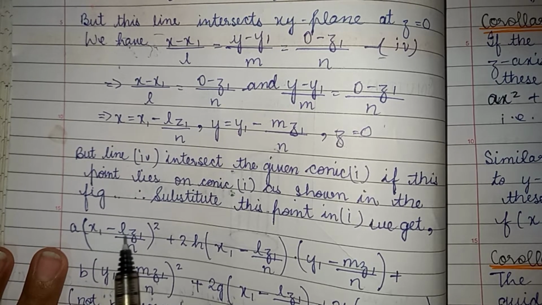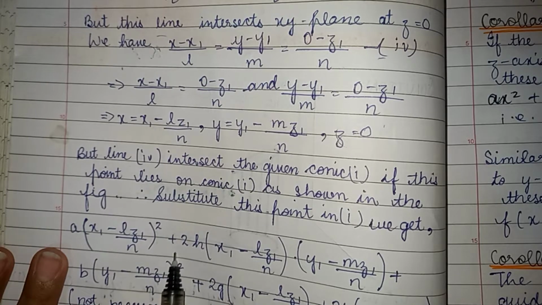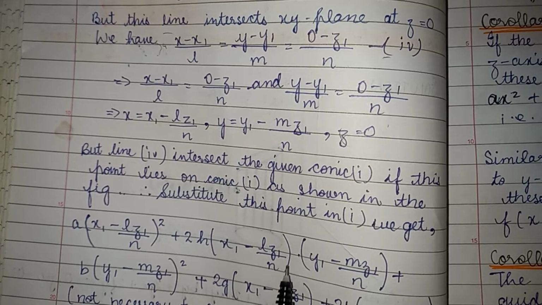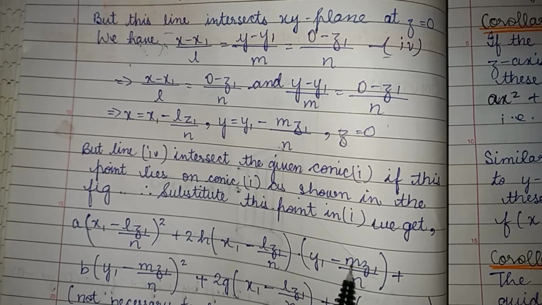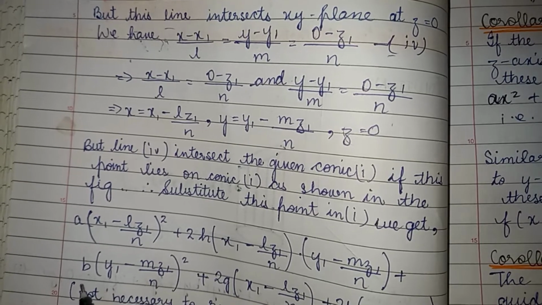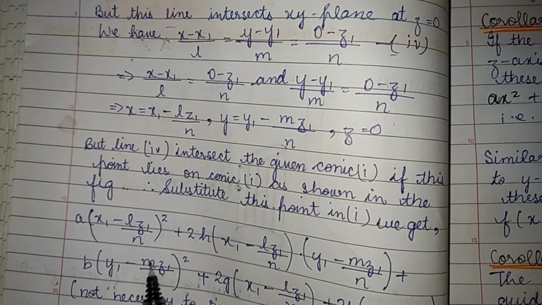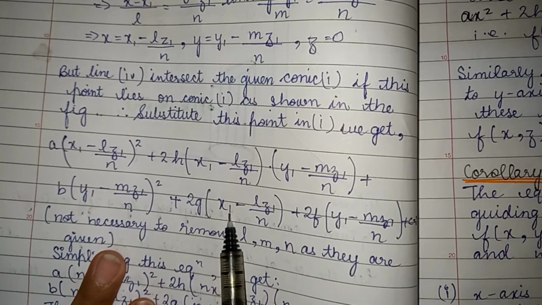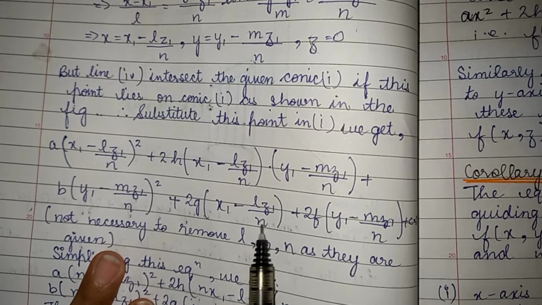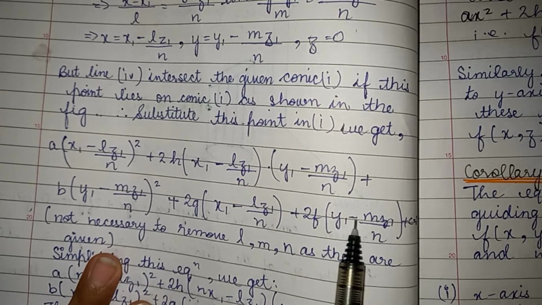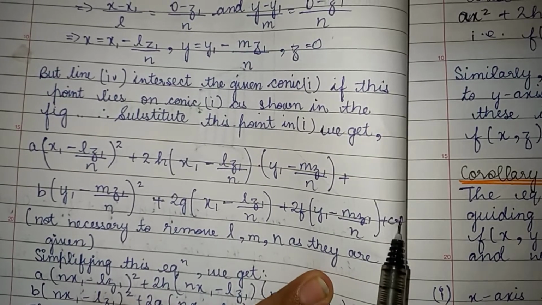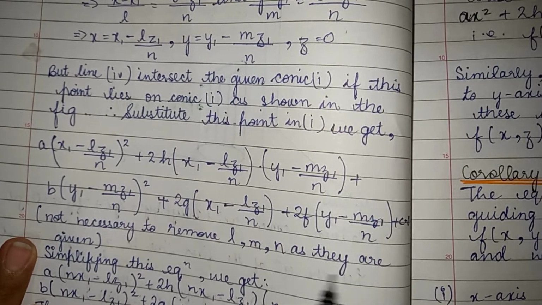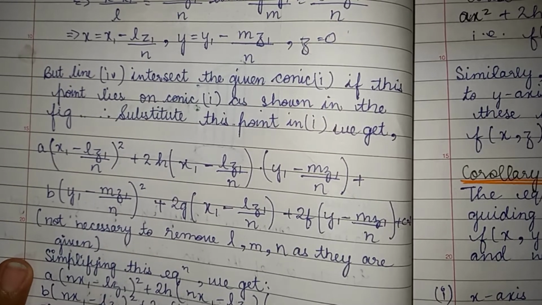x1 minus lz1 upon n whole square plus 2h into x1 minus lz1 upon n into y1 minus mz1 upon n plus b into y1 minus mz1 upon n whole square plus 2g into x1 minus lz1 upon n plus 2f y1 minus mz1 upon n plus c is equal to 0. This will be the equation, and it is not necessary to remove L, M, N as they are already given in the equation of the question.